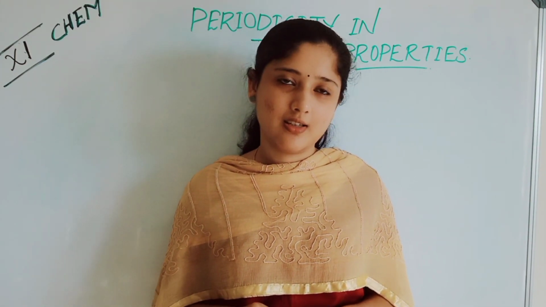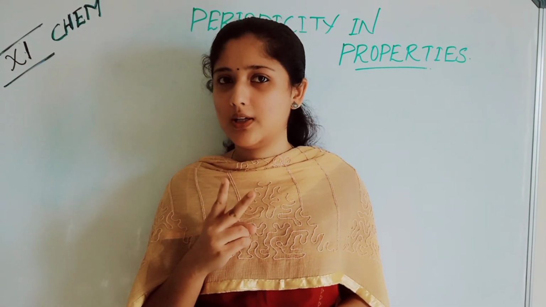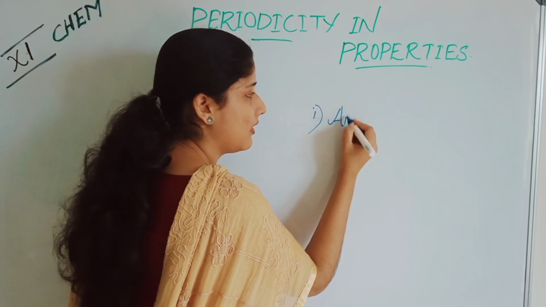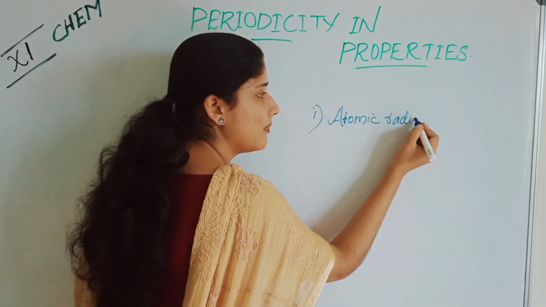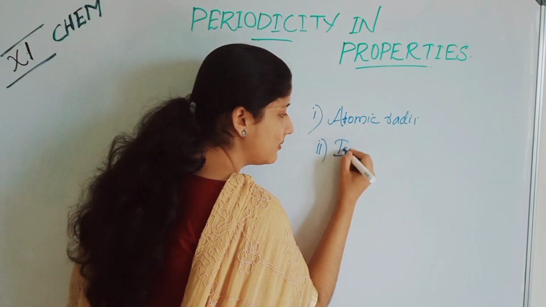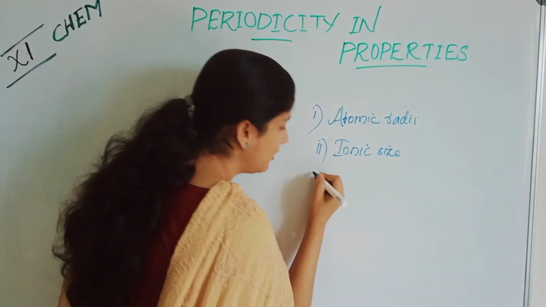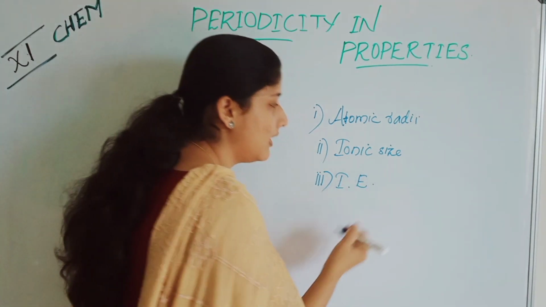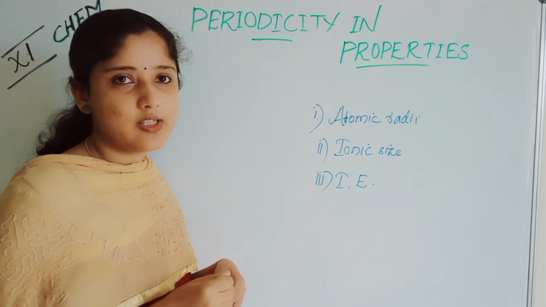All chemistry classes. Last class we studied periodicity in properties. We studied two properties. What are they? The first property was atomic radii. The second property was ionic size. And we also studied ionization enthalpy. These three trends we have already studied. In today's class, we will study two other properties.